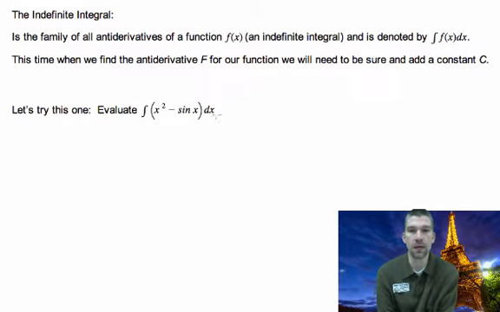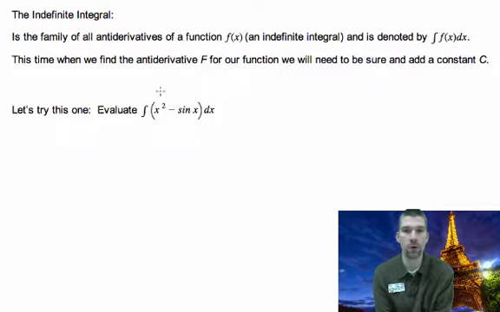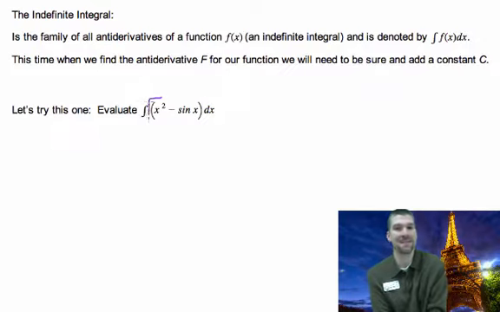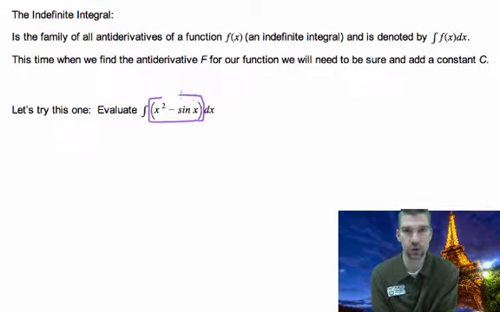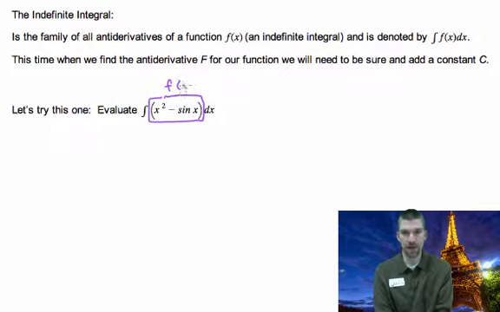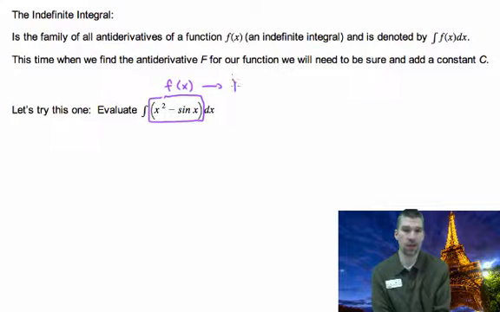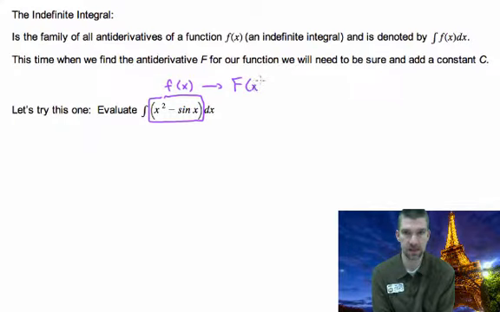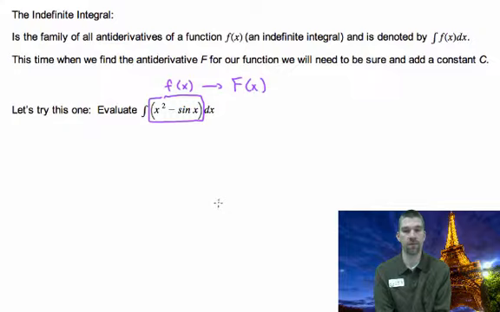So what we want to find the antiderivative of is x squared minus sine x. That's our little f of x. We want to find the starter equation, that capital F of x, that when we take the derivative will give us x squared minus sine x. That's really what we're looking for here.